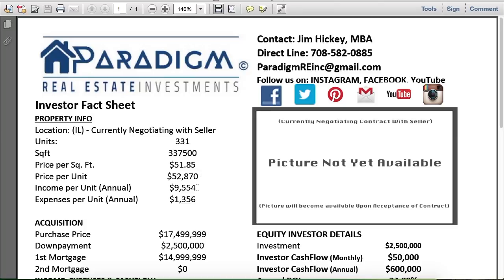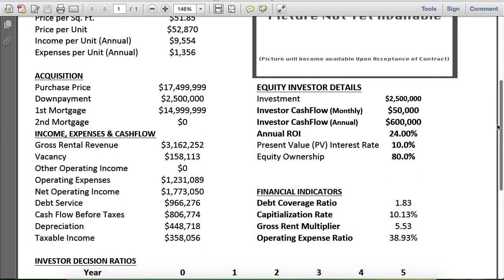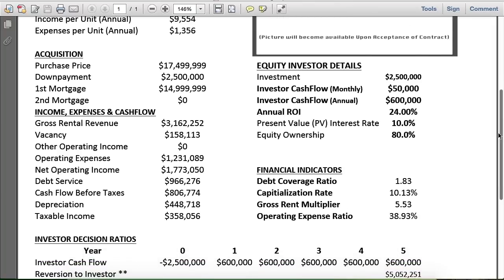Next, you want to look at the income per unit. So this is the annual total income per unit and the annual expenses per unit. So once again, of course, you want to make sure that your income is greater than the expenses, but your actual ratios will come in a little later on that. Next, we go through the purchase price, your down payment amount, how much of a first mortgage and a second mortgage you have on the property. Then you take a look at your income, expenses, and cash flow.